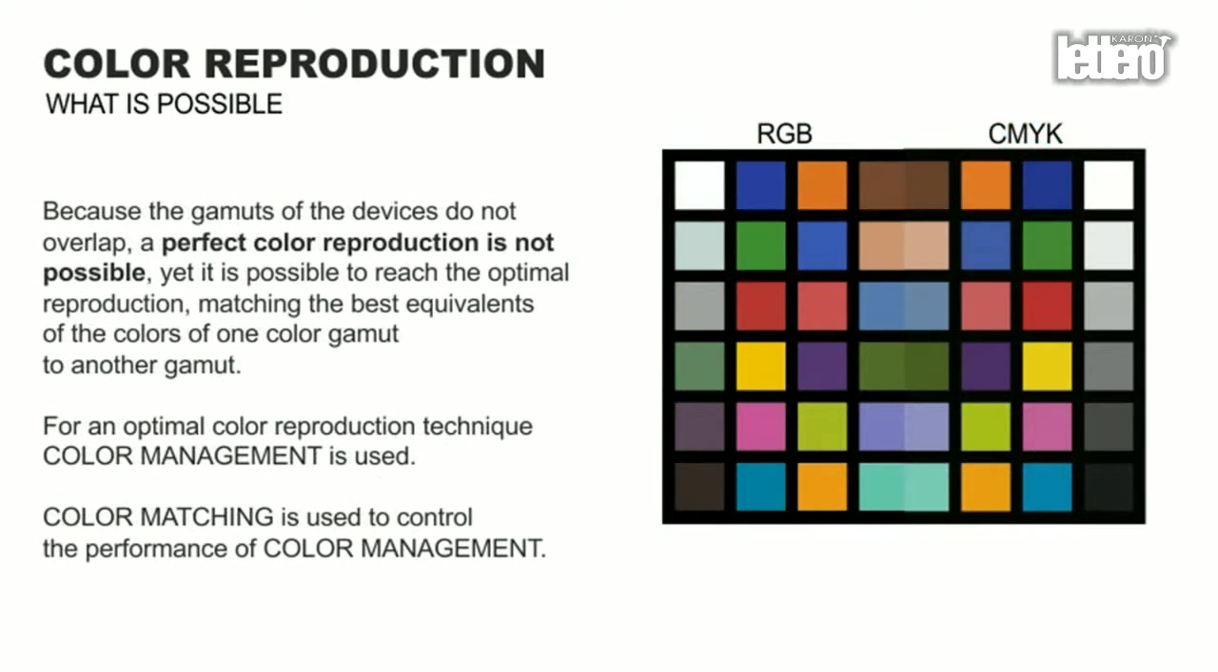Because the gamuts of the devices do not overlap, perfect colour reproduction is not possible. Yet it is possible to reach an optimal reproduction, matching the best equivalents of the colours of one gamut to those of another gamut. Colour management is a technique used for optimal colour reproduction. Colour matching is used to monitor the performance of this technique.